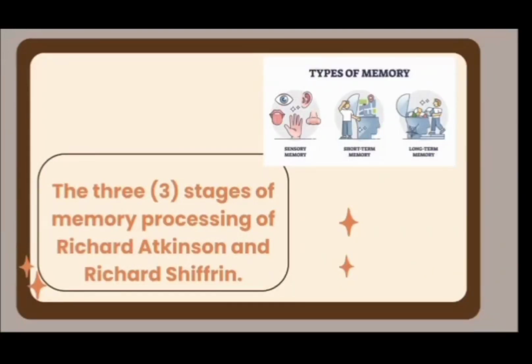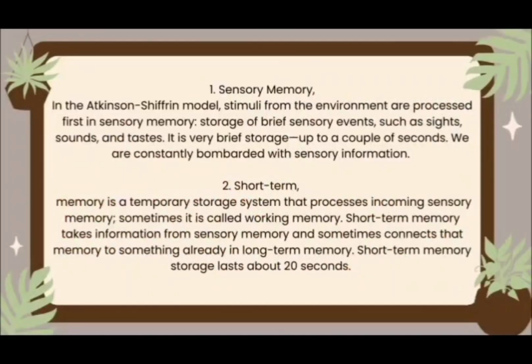So let's talk about the three stages of memory processing of Richard Atkinson and Richard Shiffrin. The first one is sensory memory. In the Atkinson-Shiffrin model, stimuli from the environment are processed first in sensory memory. Storage of brief sensory events such as sights, sounds, and tastes. It is very brief storage, up to a couple of seconds. We are constantly bombarded with sensory information.